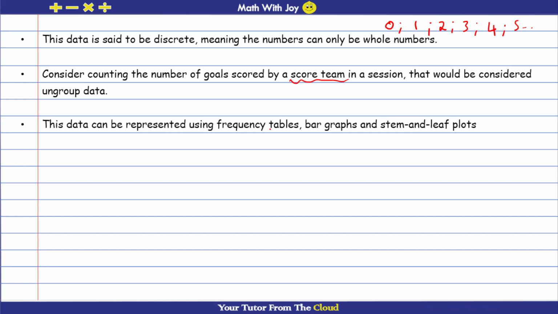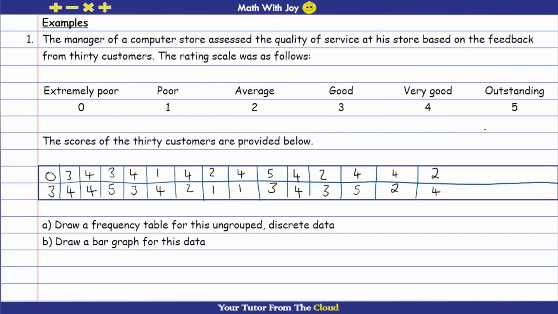So this ungrouped data, we can represent using frequency tables, or you can use bar graphs, or you can use stem and leaf. So we are going to look at some examples here in this video so that we are familiar with frequency tables as well as bar graphs.